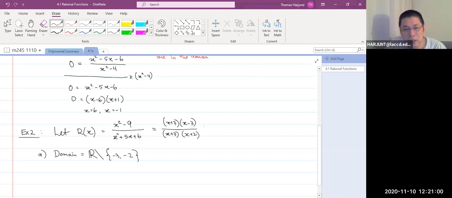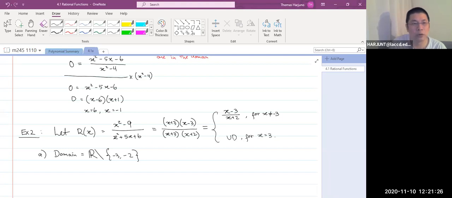Okay, now this function can be simplified to be x minus 3 over x plus 2 for x not equal to -3. But it will be undefined for x equals -3. Thomas, I don't get it. I thought that they are actually equal. No, they are not exactly equal.